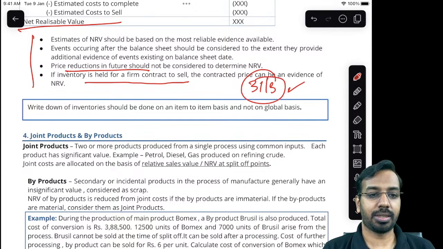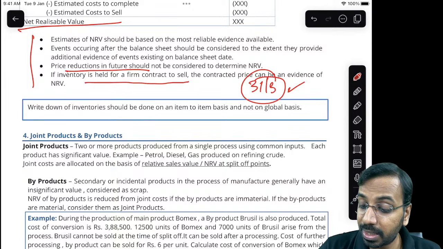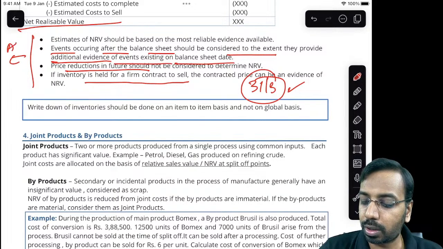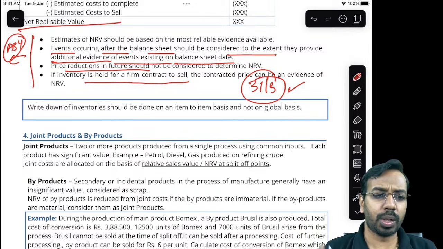That is what I should consider. Okay. Sometimes events occurring after the balance sheet date, you will consider only if they provide additional evidence of events existing on the balance sheet date. This you will understand more in Accounting Standard 4. So no need to worry about it here.